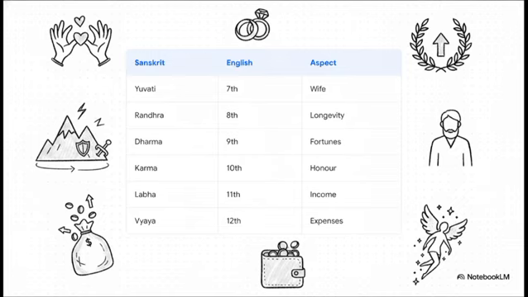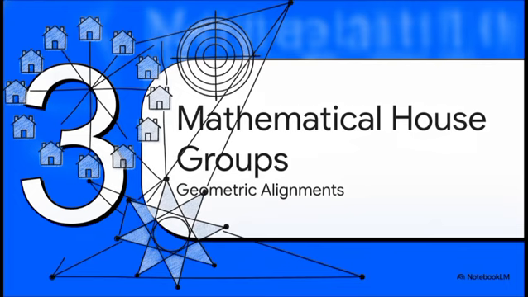And finally, we hit the 12th house, Vyaya. What's wild here is that this mathematical sector rules both everyday expenses and the ultimate abstract concept of final emancipation, or spiritual release. That brings us to Section 3, the mathematical house groups, looking at geometric alignments.